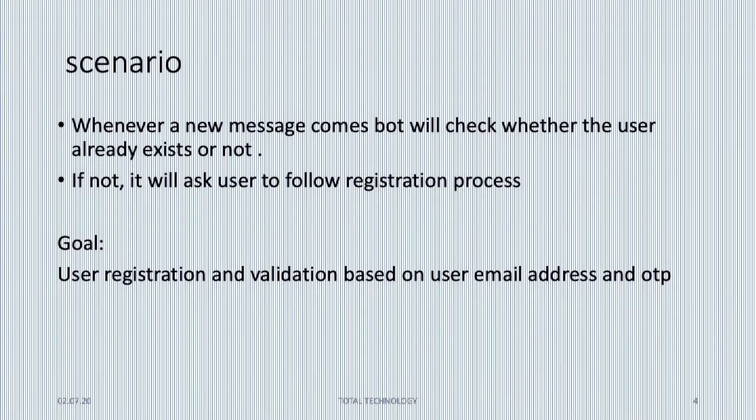But again, let me reiterate. The scenario is, whenever a new message comes, the bot will check whether the user already exists or not. If not, it will ask the user to follow a certain registration process, and the goal is user registration and validation based on the user's email address and OTP. If the user sends the proper email address and other information, the system will generate an OTP and send it to the user's email address, and ask the user to check their email and re-verify themselves with the OTP. If the OTP matches, it will say that the verification is completed.